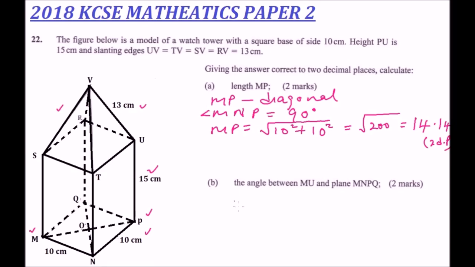Part B of the question, we are told the angle between MU and the plane MNPQ. So this is the line MU and the plane MNPQ. So we can say the projection is MU. So MU is the projection.